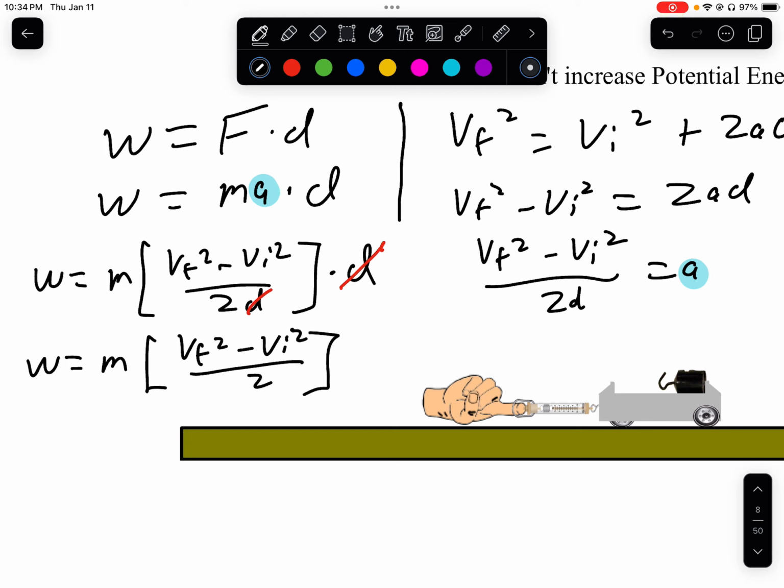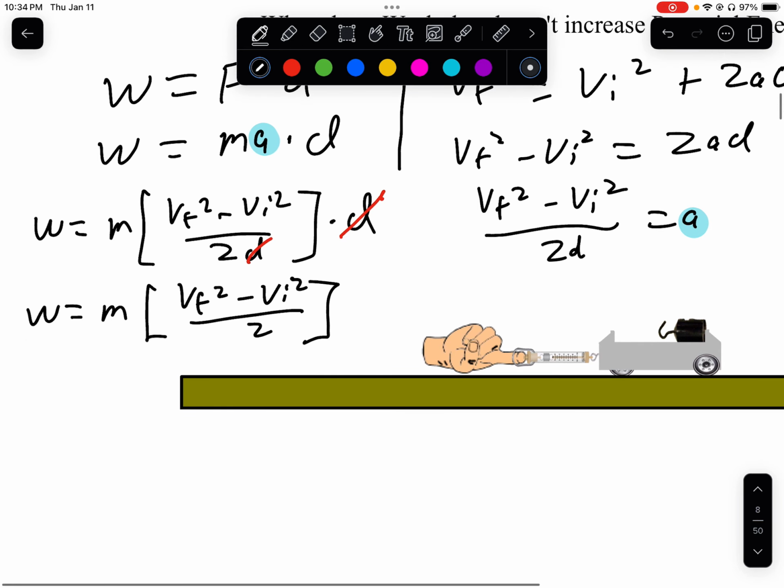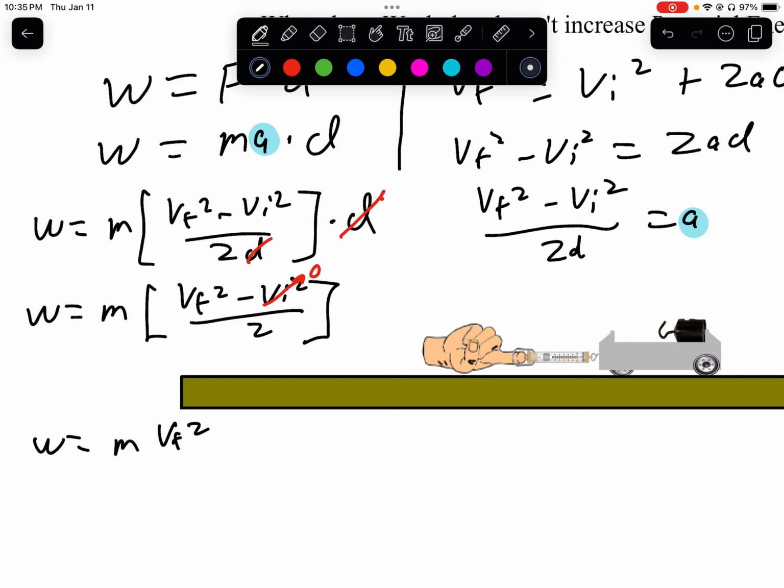I'm left with work is equal to mass times quantity VF squared minus VI squared over 2. Now this simplifies down if we take our cart and start it from rest. If we start from rest, that's a fancy way of saying our VI is equal to 0, in which case we'd have work is equal to mass times final velocity squared divided by 2.